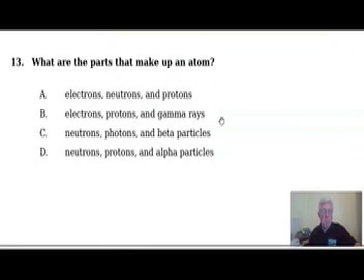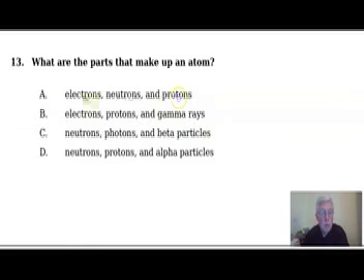Number 13. What are the parts that make up an atom? So before I even look down there, I know I'm going to have protons, neutrons, and electrons. Now, sometimes some scientists will talk about the nucleus, okay, but that's just kind of like the area where the neutrons and protons hang out. Maybe one of our answers here is going to have nucleus in it. I don't know. Let's check.